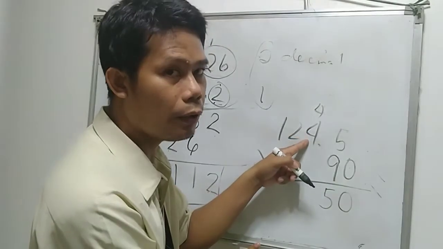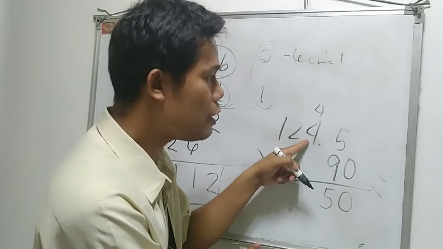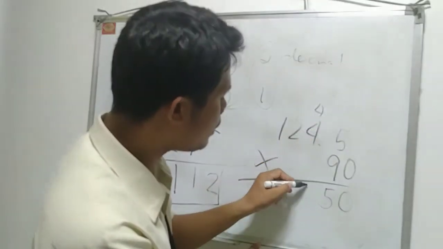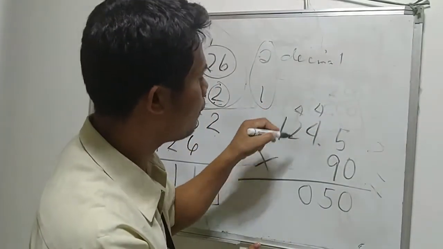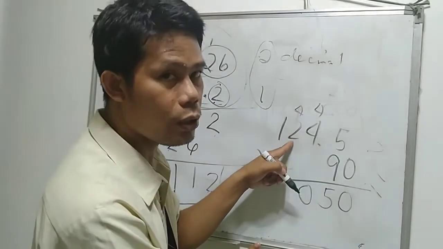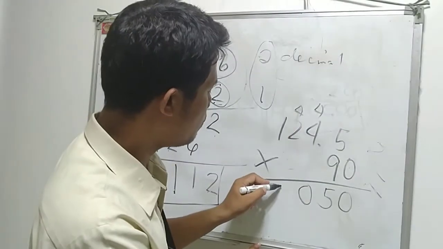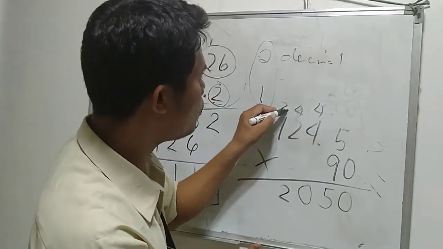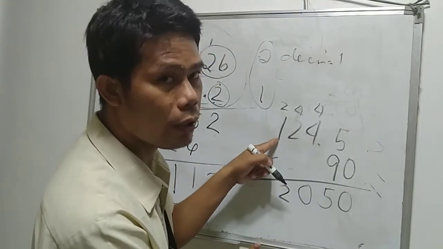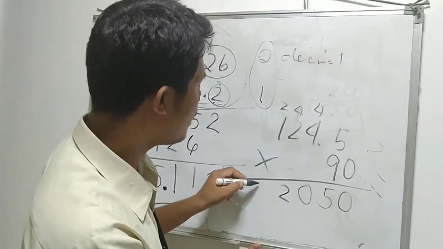9 times 4 equals 36 plus 4 equals 40. Bring down 0. Carry 4. 9 times 2 equals 18 plus 4 equals 22. So bring down 2. Carry up 2. 9 times 1 equals 9 plus 2 equals 11.